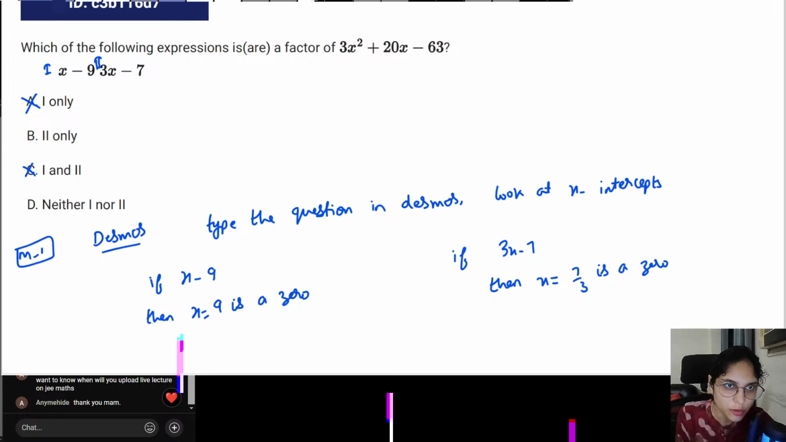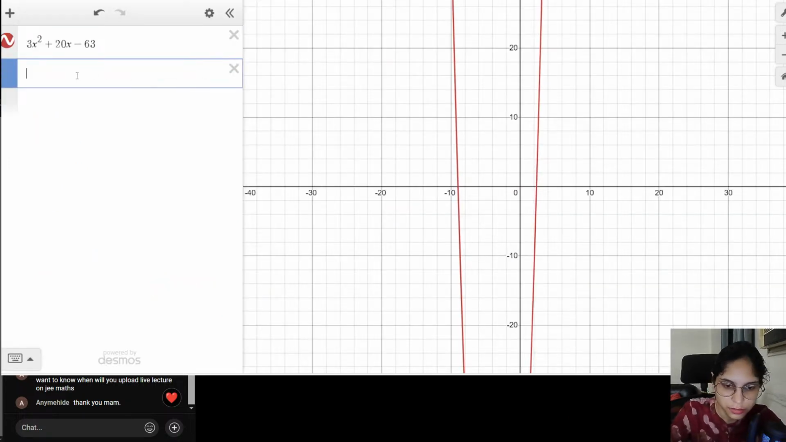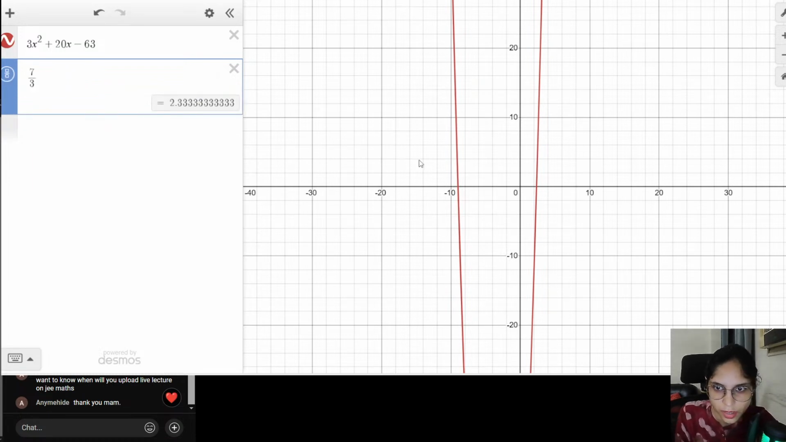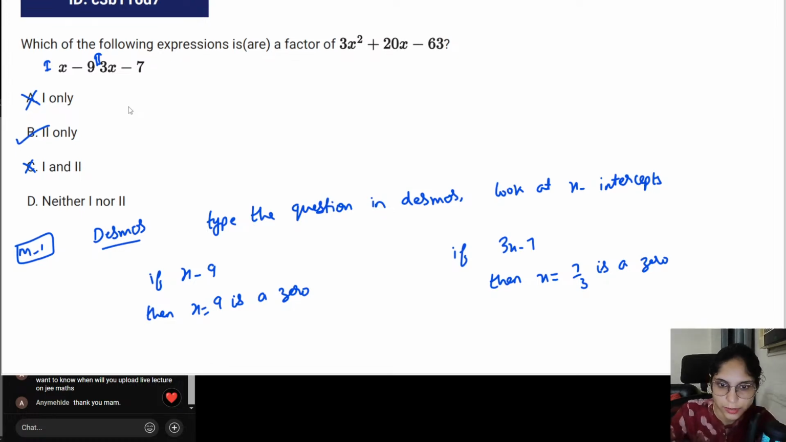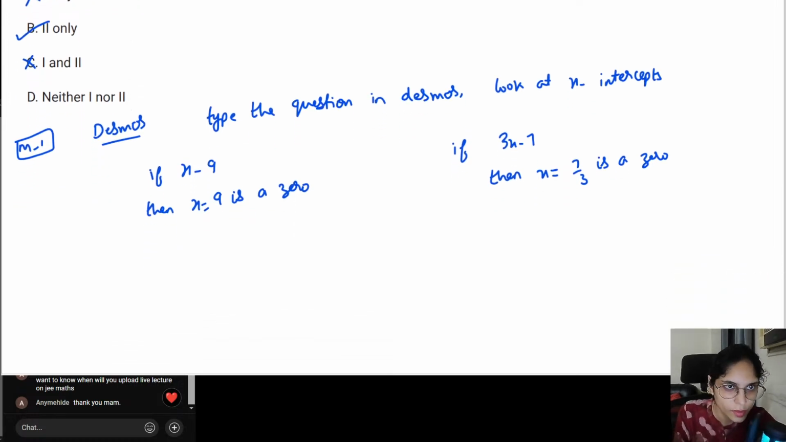Now we just have to check how much is 7/3 in decimal. It is actually 2.3333. And that's what the second one is. So this is correct. Answer is option 2 only. Your zeros are x is equal to negative 9 and x is equal to 2.3333.